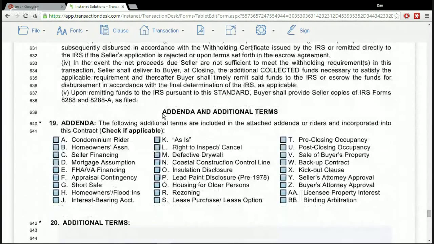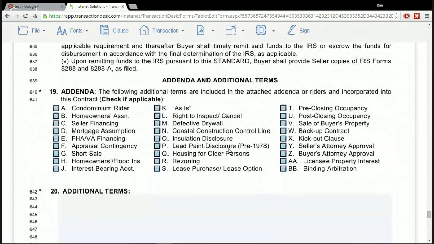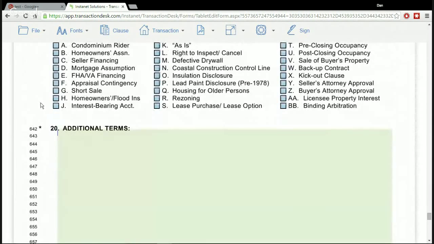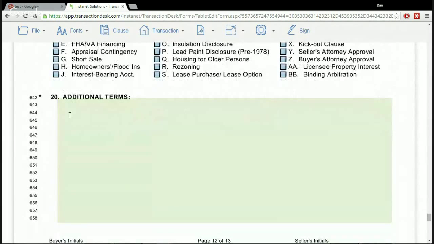Okay, we've reached sort of the end here. These addenda and additional terms, we're going to have a whole other webinar where we're going to go through all of those and the verbiage, but that's basically it. Oh, down here, it's very important. Additional terms, this is where you would type something in. Quite often what you'll see here is something about closing costs if you're asking for closing costs. So it's very important when you're asking for closing costs.